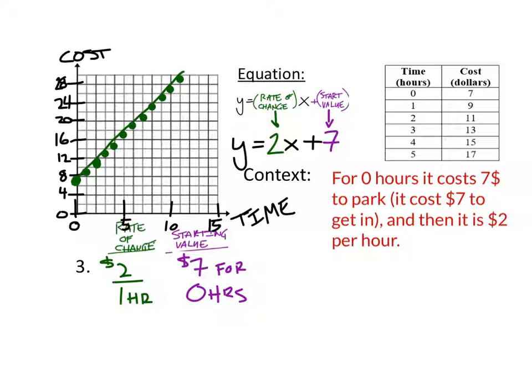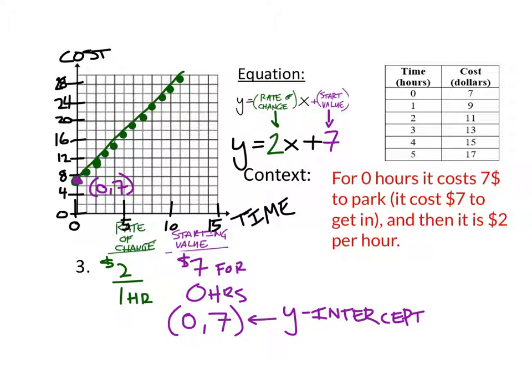Last thing we'll want to cover on this one before we look at the other parts is the y-intercept, which is the starting value. That's 0 hours, will cost $7. And that would be the y-intercept. We can see the y-intercept on the graph where the line crosses the y-axis. At that point, again, is at 0, 7.